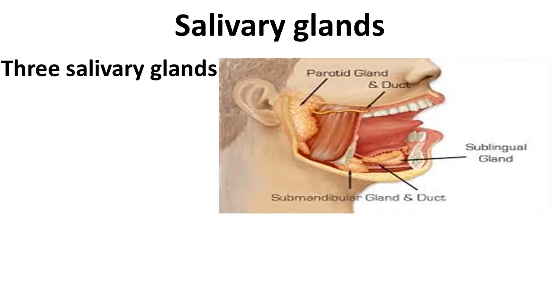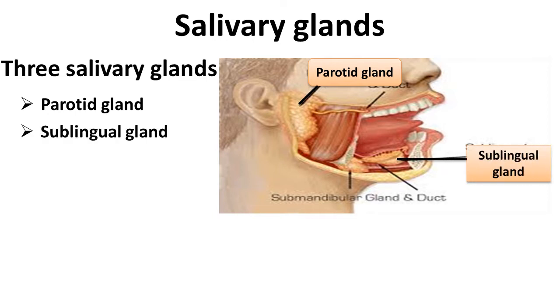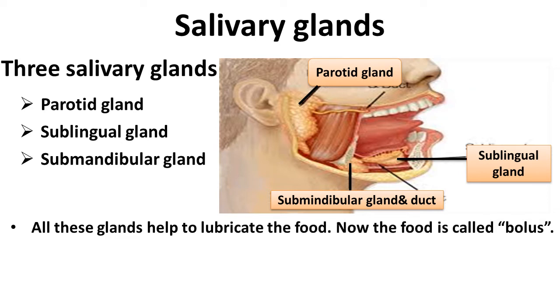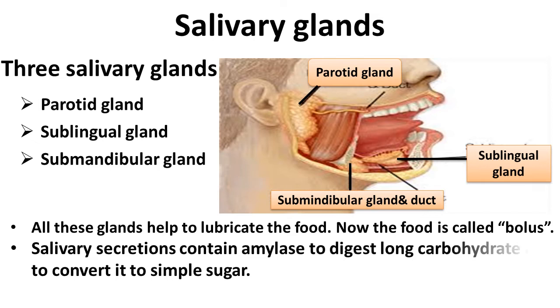At the same time, the food comes in contact with the salivary secretions. As we know, there are three salivary glands. The first one is the parotid gland, which is near the ear. The second one is the sublingual gland, which is under the tongue. And the third one is the submandibular gland, which is below the mandible. All these glands help to lubricate the food. Now the food is called bolus. Salivary secretions contain salivary amylase to digest long carbohydrates and to convert them into simple sugar.